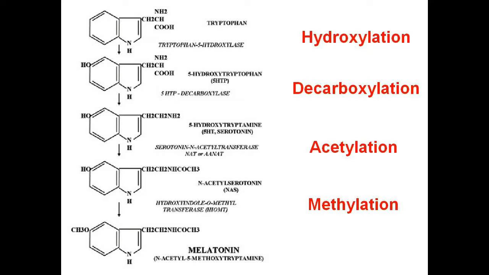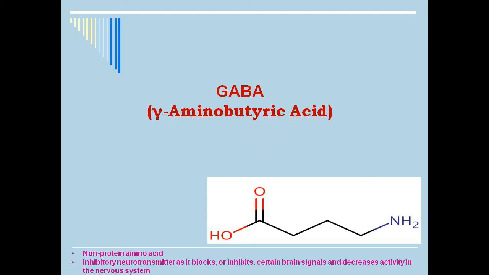Now from here, serotonin is acetylated so that you get N-acetyl serotonin, and this is catalyzed by a serotonin acyl transferase, and this is followed by methylation of N-acetyl serotonin. This is catalyzed by the enzyme hydroxyindole O-methyl transferase, and S-adenosylmethionine serves as the methyl group donor. So this results in production of melatonin, which is N-acetyl 5-methoxytryptamine.